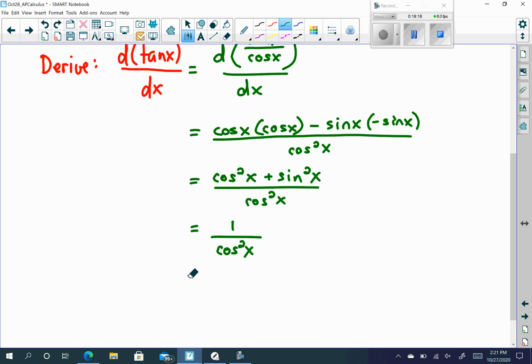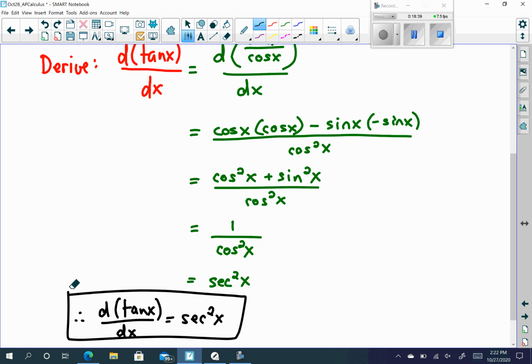I still don't want to leave it like this. It could become a little simpler. This is the reciprocal of cosine squared x, which would become secant squared x. So there is our derivative. We could say the derivative of tangent x with respect to x is equal to secant squared x. And we have a third derivative of a trig function to add to our list. We have the derivative of sine x, the derivative of cosine x, now the derivative of tangent x.